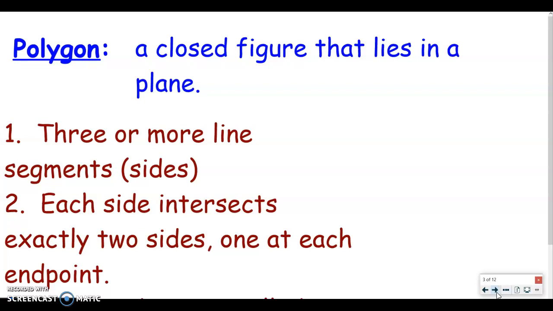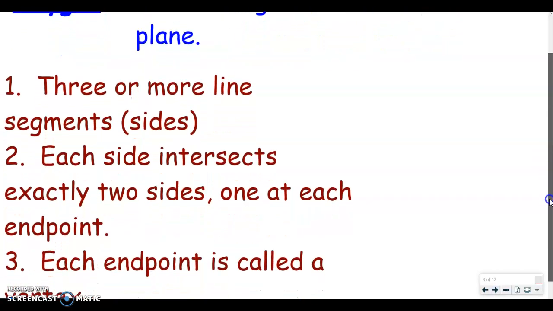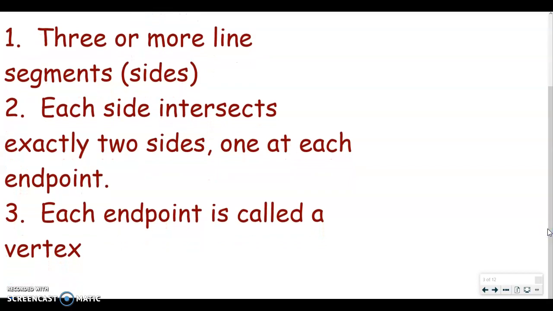So the rules are: one, three or more lines or line segments that make up your sides. Number 2, each side intersects exactly 2 sides, one at each endpoint. And 3, each endpoint is called a vertex.